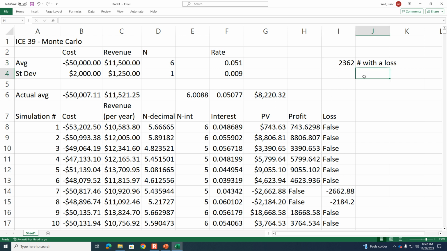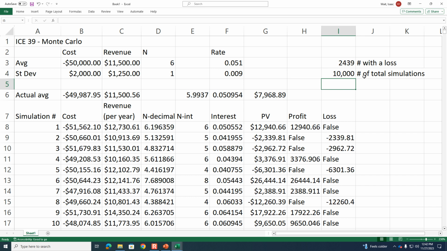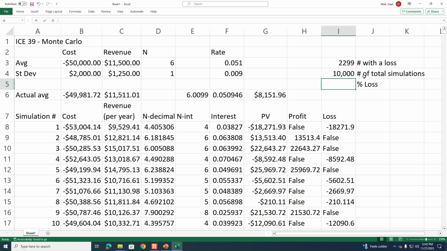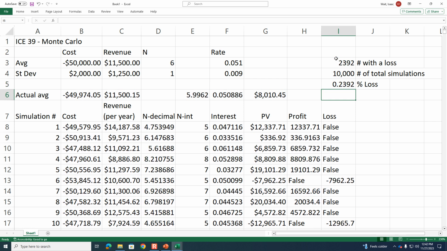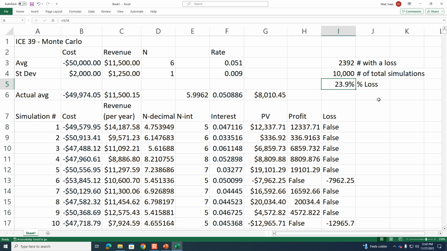So, number of total simulations is 10,000. So as a percentage, it is going to simply be the number with a loss divided by the total number. So let me express this as a percentage. 23.9% of the time, you're losing money.